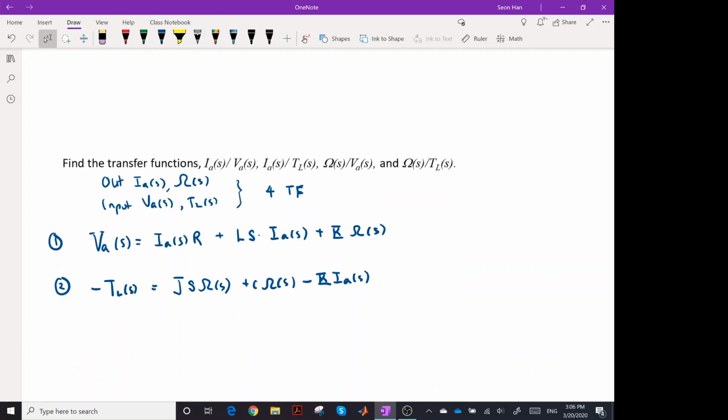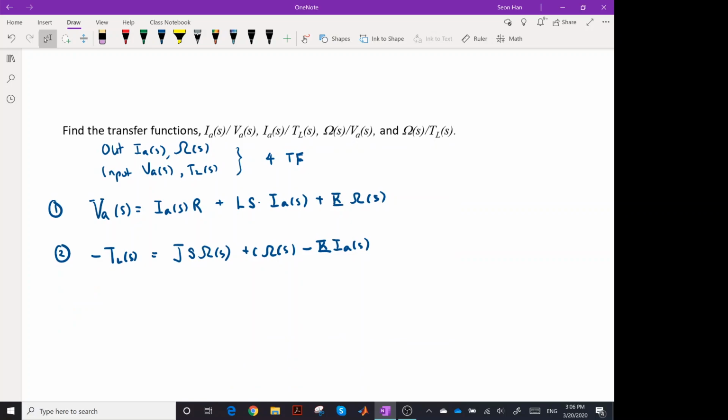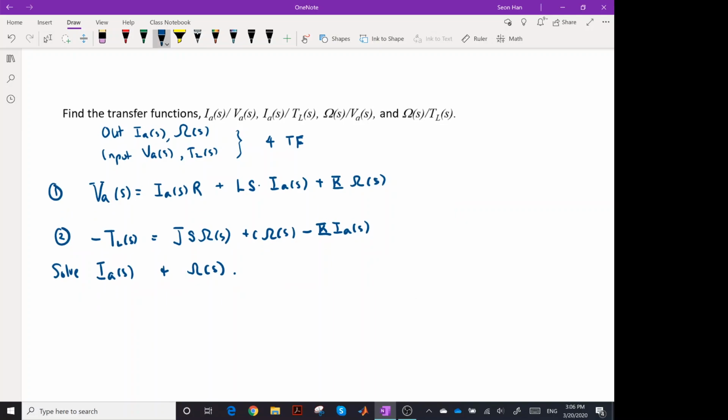So now I'm not going to mess around with the substitution. What's my goal? I'm going to solve for the I_A(S), solve for the I_A and separately omega(S). So we have two equations and two unknowns. I want to solve for each unknown. The best thing for me to do is, I just love Cramer's rule. I just cannot help myself. I don't like to do any substitution.